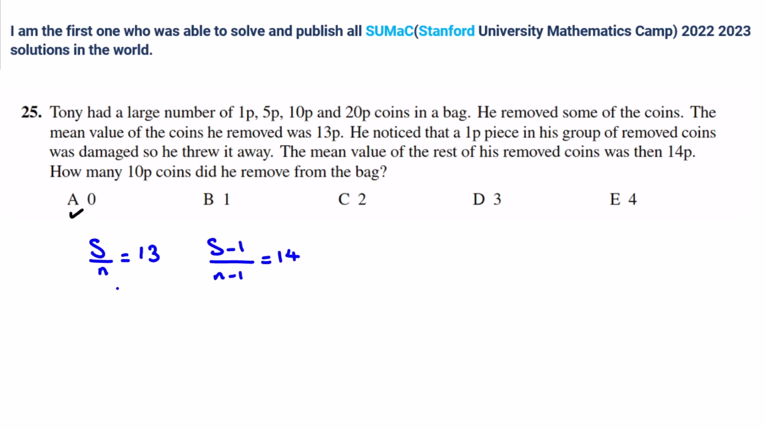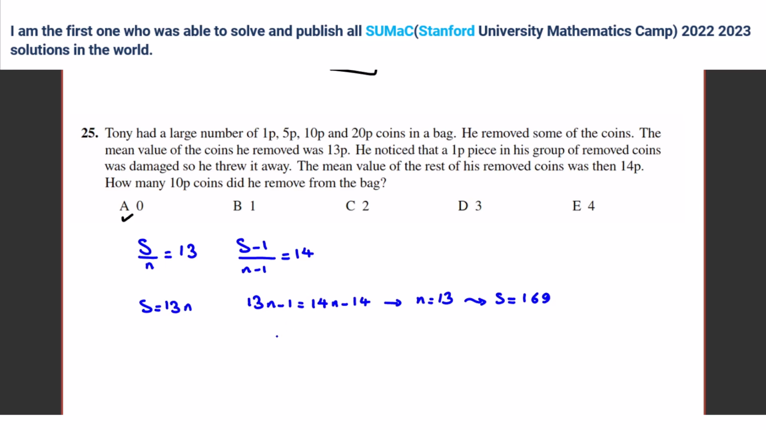Then what? So you can say S equals 13N and solve for N. So N equals 13, and then S equals 169. If we cross multiply 14 times N minus 1 and replace S with 13N, so N is 13, exactly. Then S equals 169. Then what?